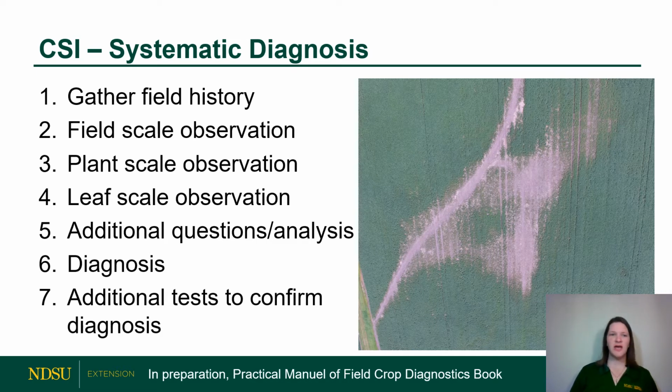We have the first step, where you're gathering field history. The second is field scale observation. Then we look at the plant scale observation, the leaf scale observation, and what some additional questions are that need to be answered is step 5. Finally, we come up with a diagnosis. And then, do we need other additional tests to confirm this diagnosis is that 7th step.